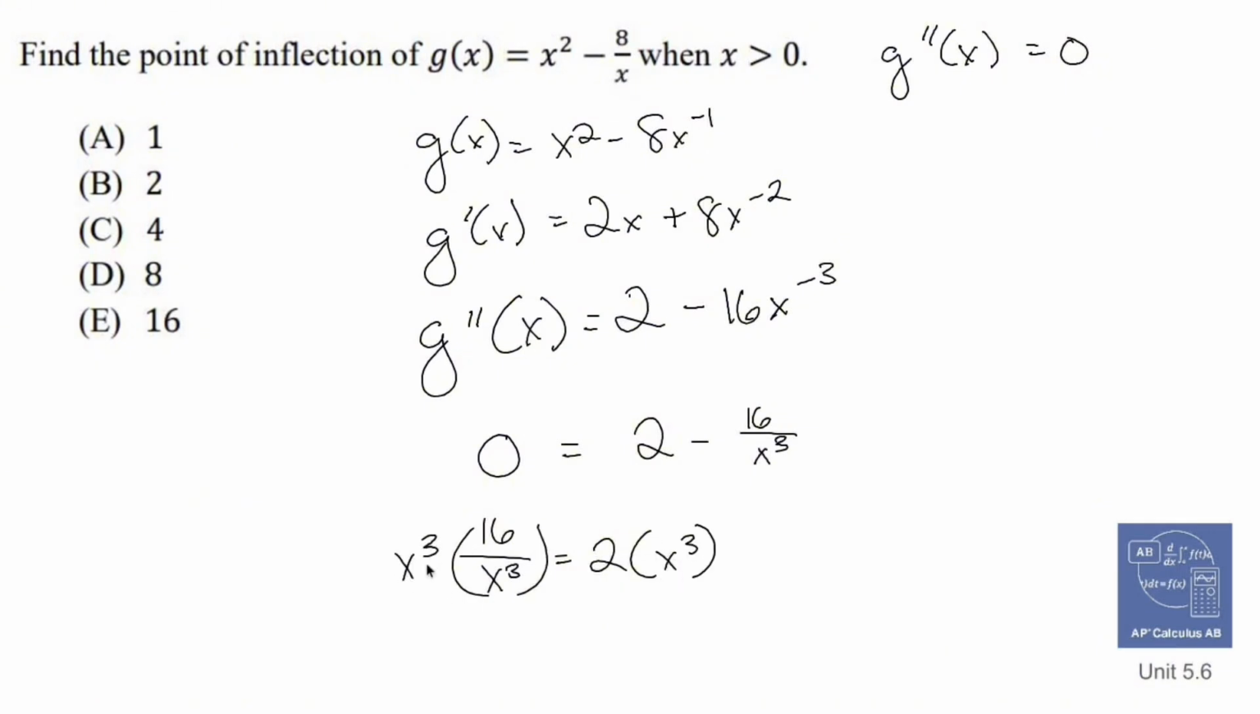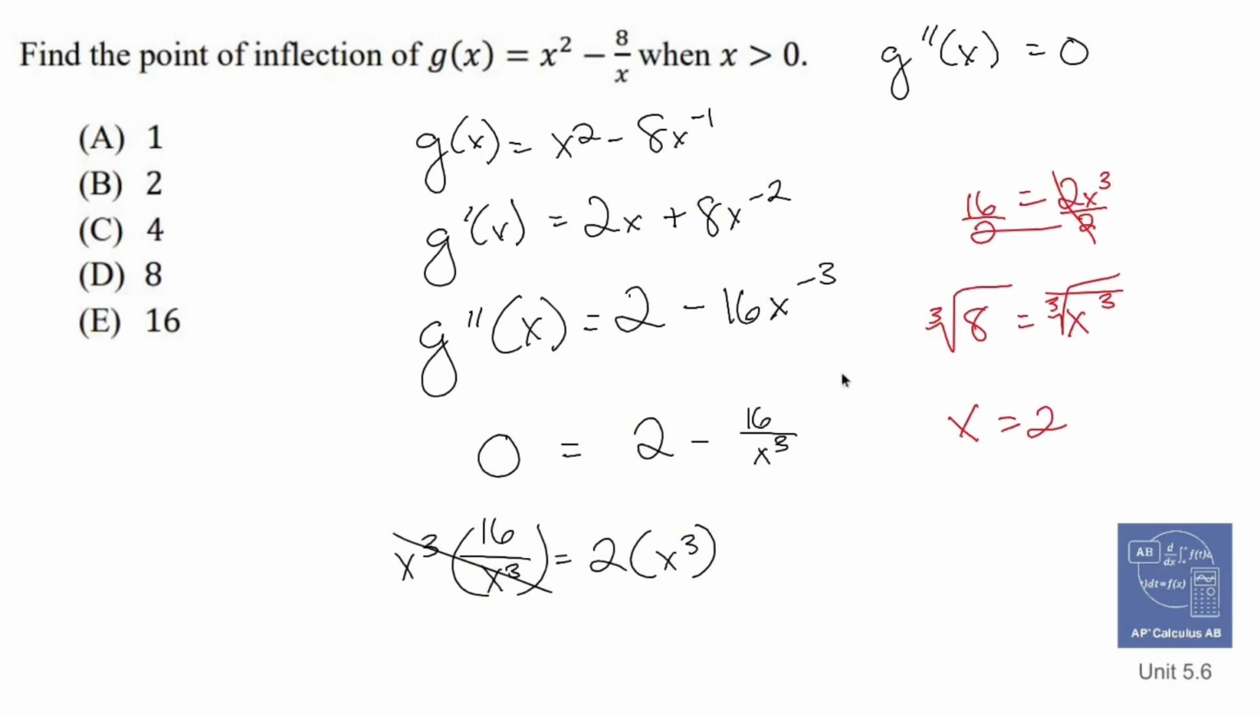So then you have 16 equals 2x cubed. Divide everything by 2. 16 is now 8, so 8 is equal to x cubed. Let's cube root both sides, and x is going to equal 2. So kind of a strange problem, but I liked it. I liked it a lot.